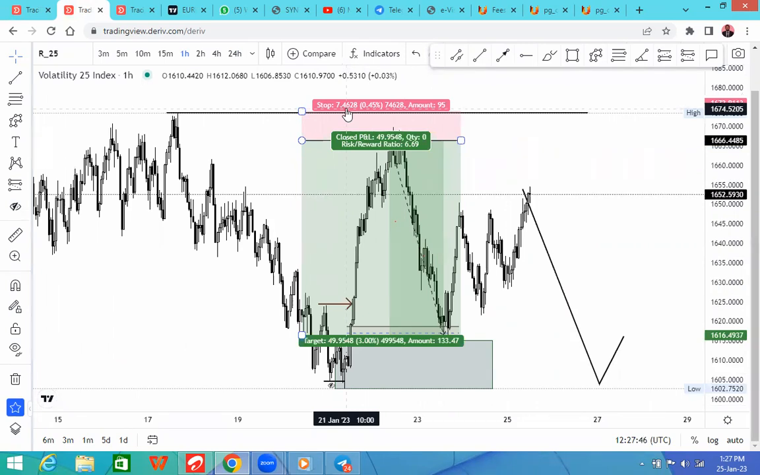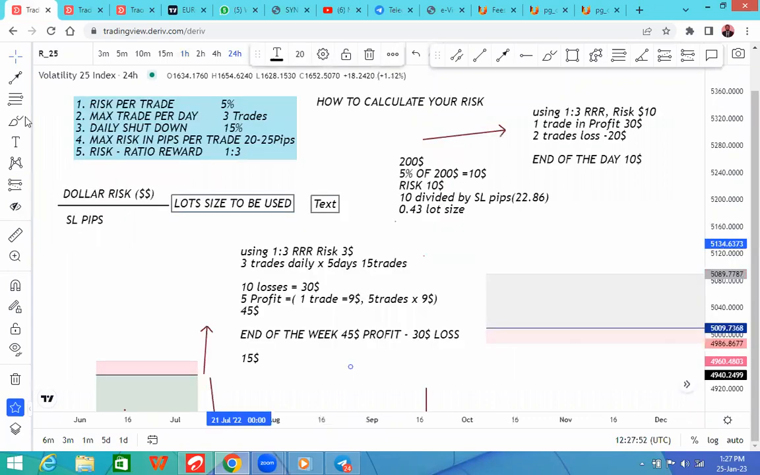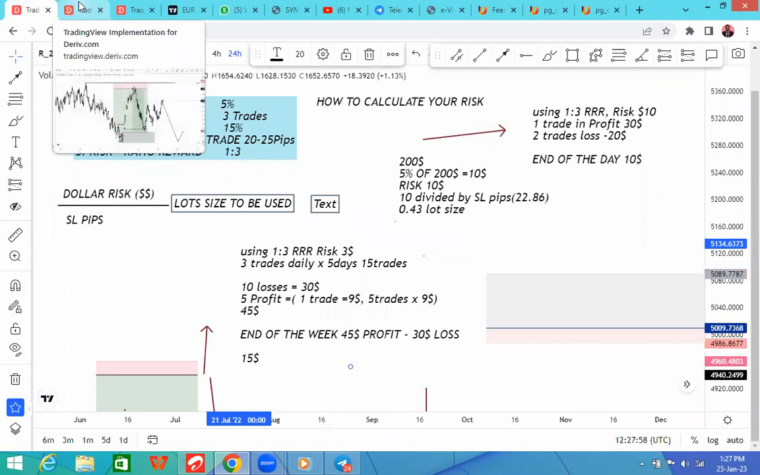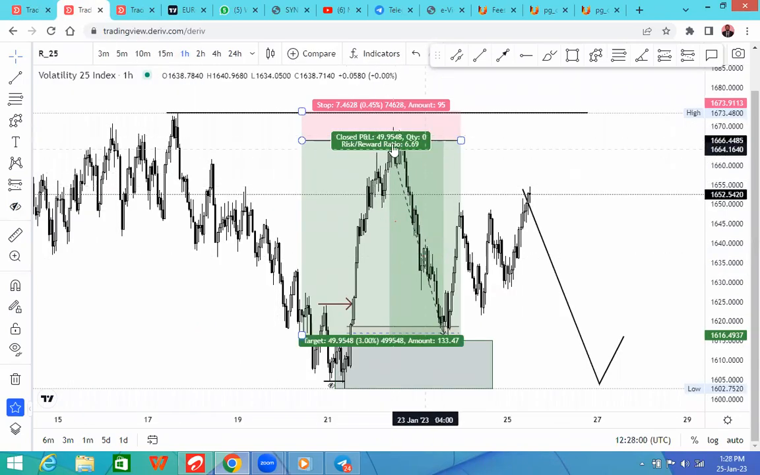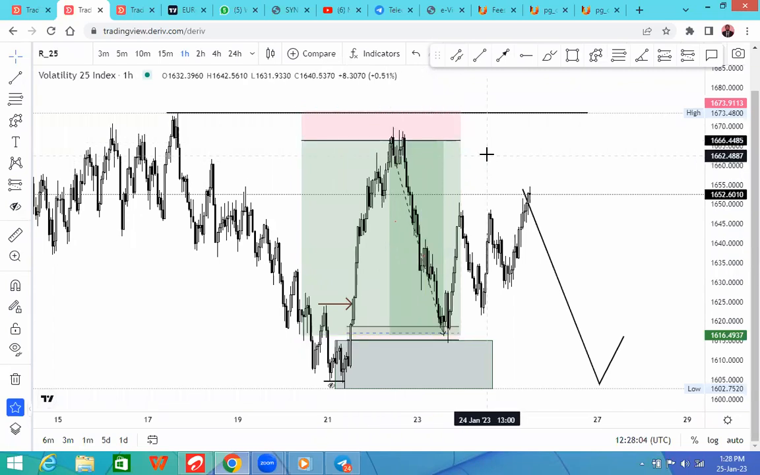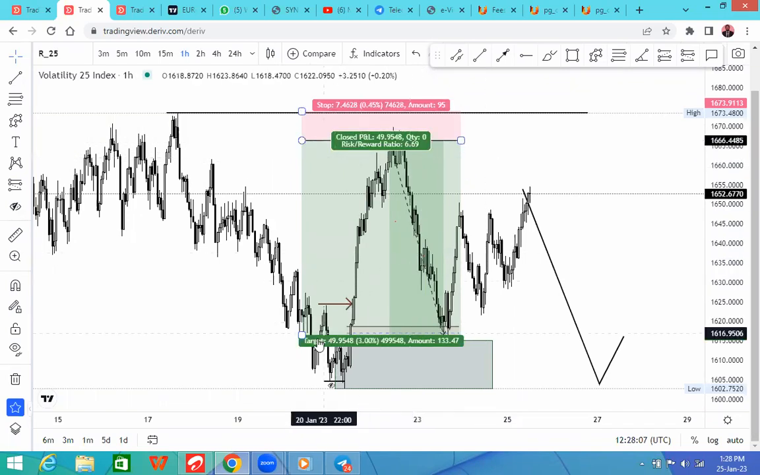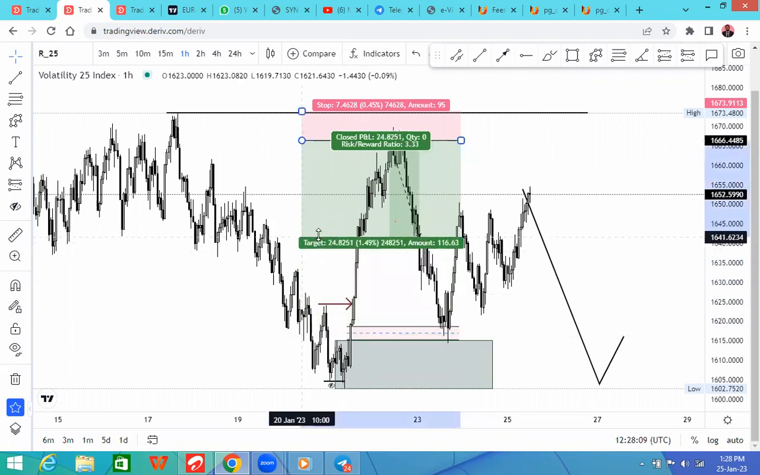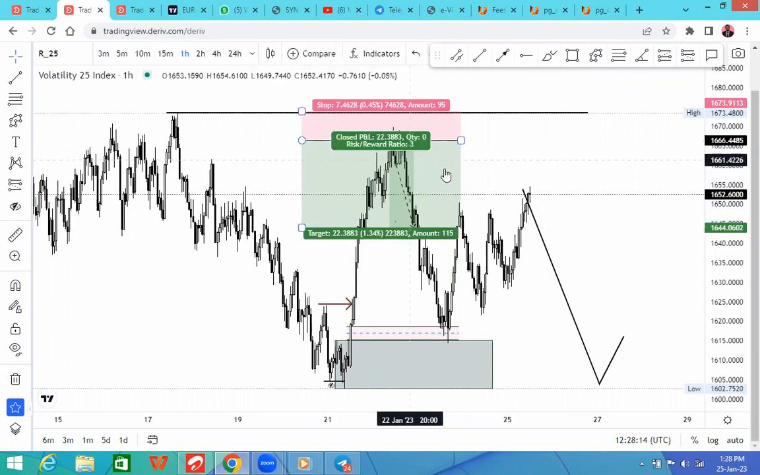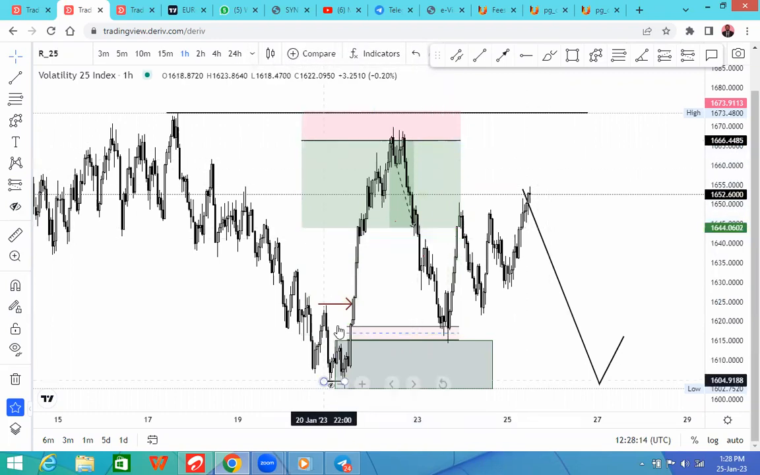$100 divided by 7.4. That gives me 13. $100 divided by the risk equals the lot size. So if I want to risk $100 here, I can use like 13 lots. To give me $100, yes. And then I'm going to take my 1 to 3. That's the formula, just take 1 to 3. I want to catch one trade on weekly and then the trade keeps going. 13.5. Yes, I can use 13.5 as my lot size.